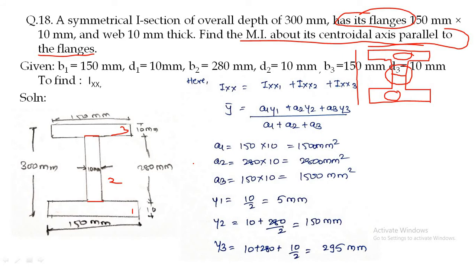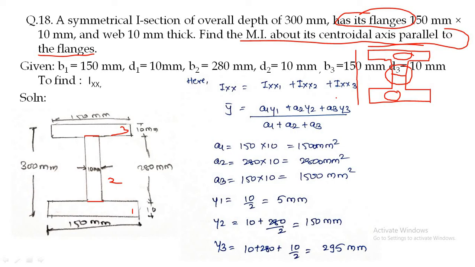While finding Ixx, as there are 3 rectangles involved over here, Ixx will be equal to Ixx1 plus Ixx2 plus Ixx3. Now as we saw in the first numerical of the C section or channel section that we encountered, I told you the shortcut to find y bar.